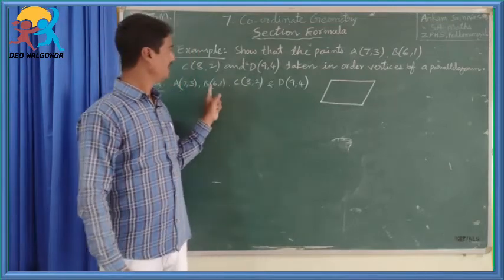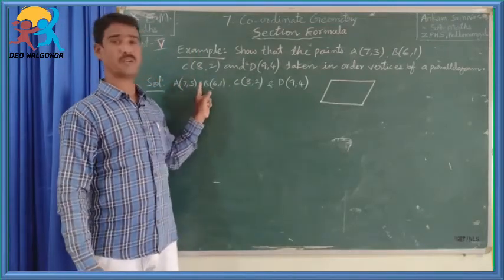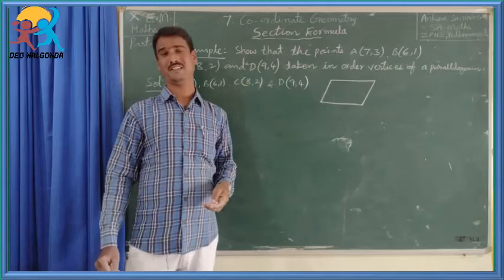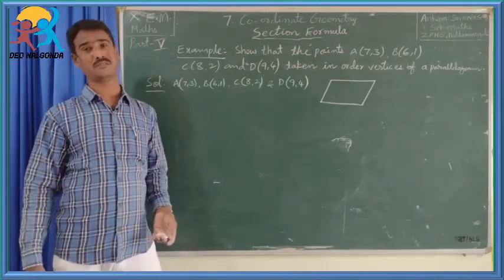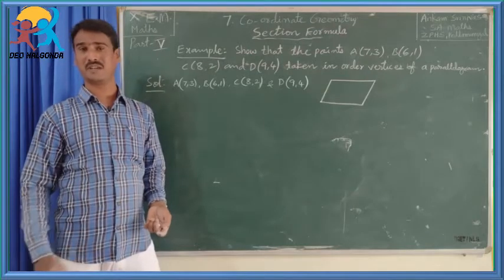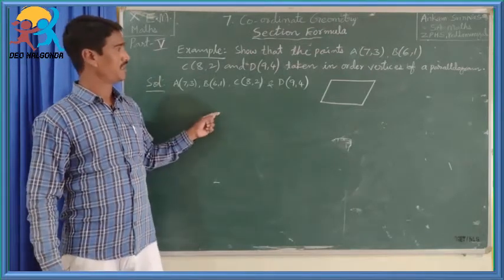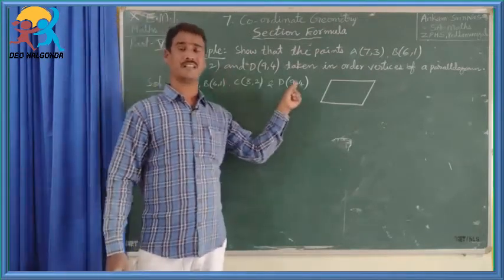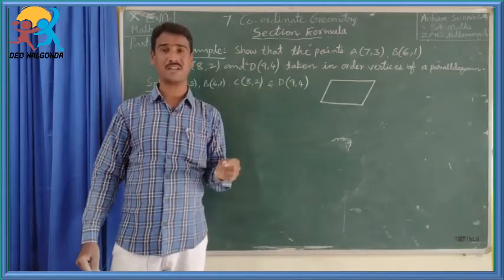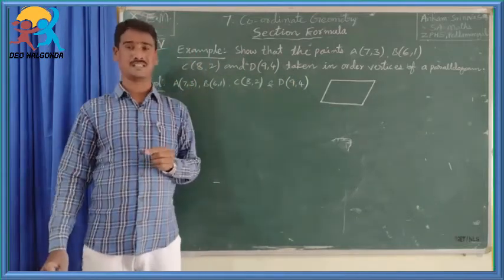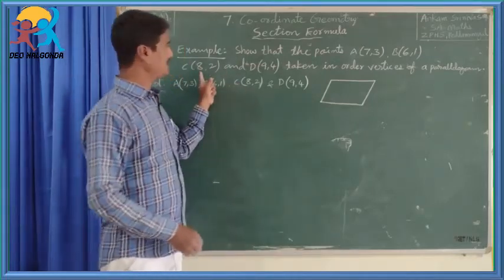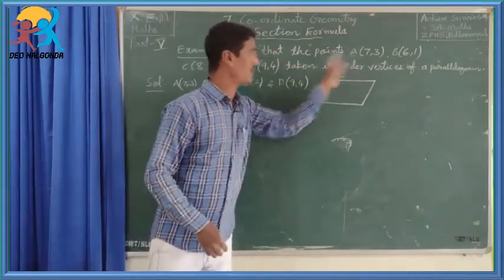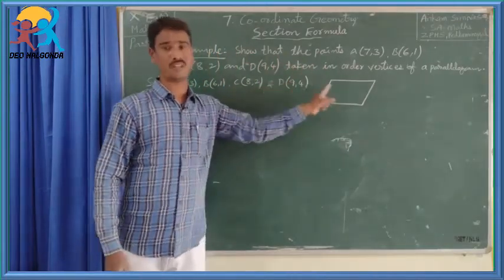But here, using the midpoint formula (x1 plus x2 by 2, comma, y1 plus y2 by 2), we can solve very easily, in very less time compared with the previous distance formula. So now, when they give a parallelogram, we have to take the vertices in order.